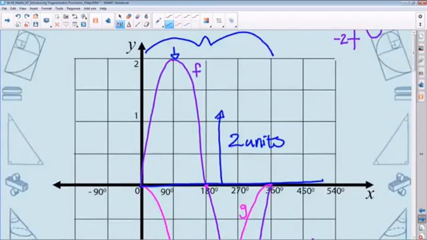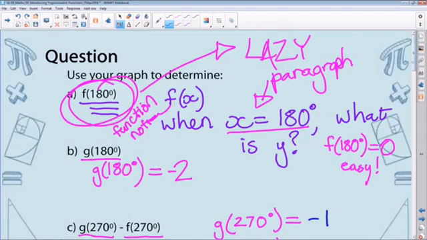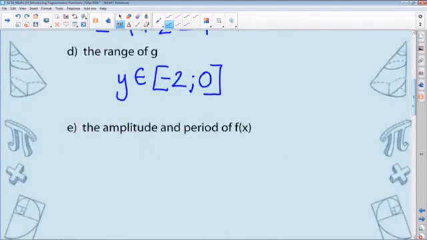So let's write those in, and then we're done. And it really wasn't that bad. So the amplitude had a value of 2, and the period had a value of 360 degrees.